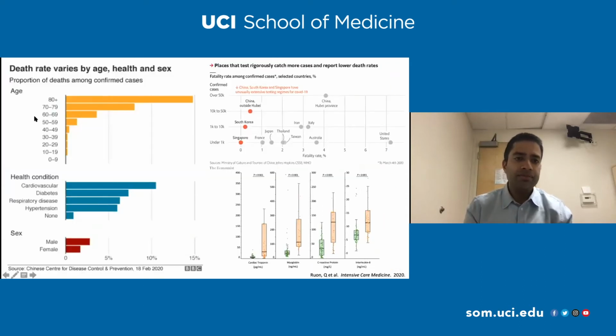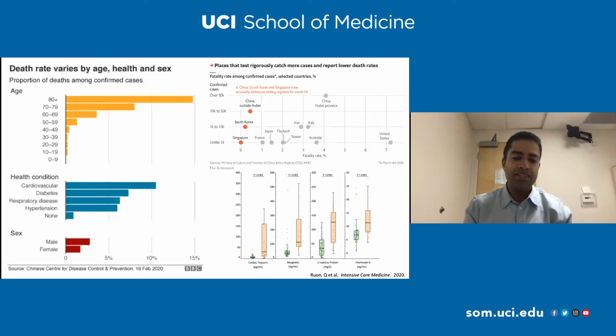And so Dr. Tan mentioned specific risk factors. Biggest ones are age, other comorbidities, cardiovascular and respiratory diseases. Male sex is a risk factor. And on the bottom right here, there's a lot of inflammatory markers that we can measure by testing a patient's blood that are indicators of severe disease and risk of mortality.